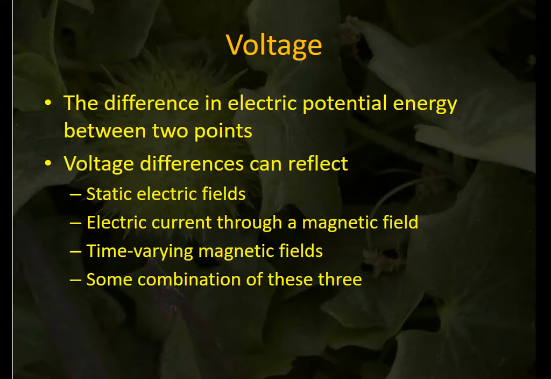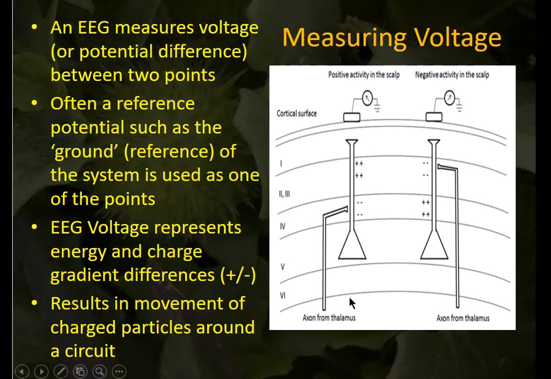Those voltage differences can reflect static electrical fields, electrical current through a magnetic field, time-varying magnetic fields, or some combination of these three. What we see here then is two electrodes on the scalp surface, you could call them sensors as well, reflecting these differences. So here we have a positive-negative distribution in this pyramidal neuron representation, and here we have a negative-positive distribution. And so the difference between those two locations produces the voltage difference.